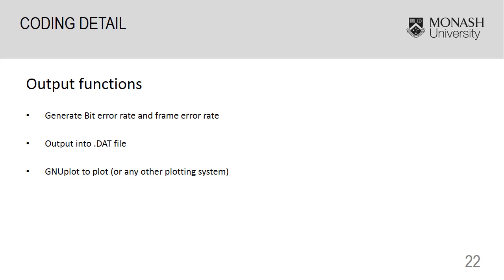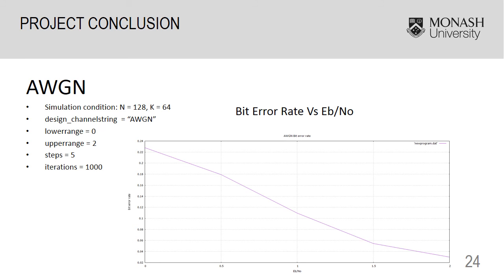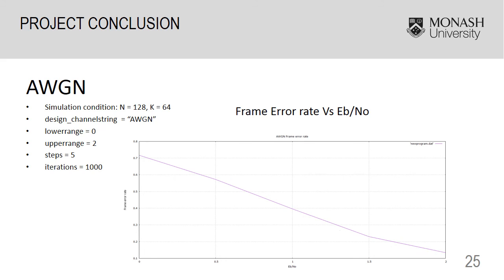You can use any third-party plotting software to plot them. Project results. Here are some results. This is for the AWGN channel. The simulation condition is n equals 128, k equals 64. This is the bit error rate versus Eb/N0 from 0 to 2, with a step of 0.5 and 1000 iterations. This is the frame error rate versus Eb/N0 value.